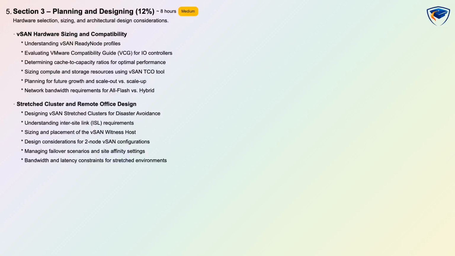You'll learn about initial cluster deployment and configuration, networking for vSAN, and how to configure VM kernel interfaces for vSAN traffic. Key topics include using the vSAN cluster configuration wizard, configuring disk groups and claiming disks, and deploying vSAN witness appliance for 2-node stretched clusters.